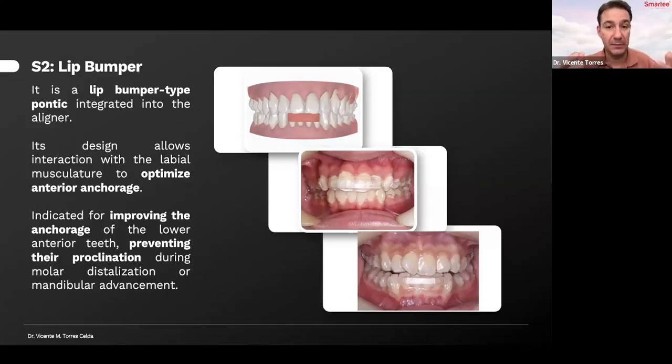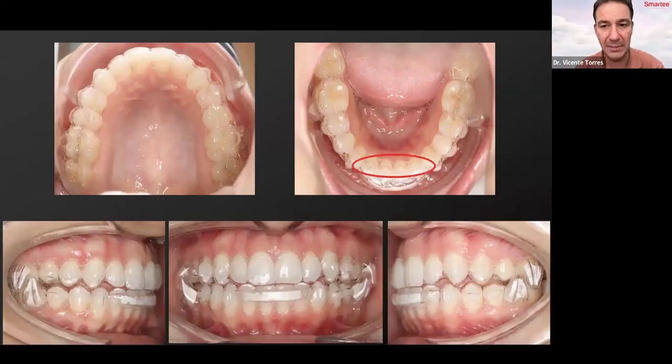So, one of the unwanted movements, we can use the lip bumper in the upper arch as well. In this case, we are using the lower to avoid the pro-inclination. And the other solution is that one, the K3.